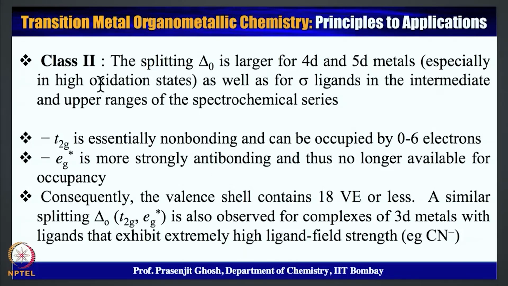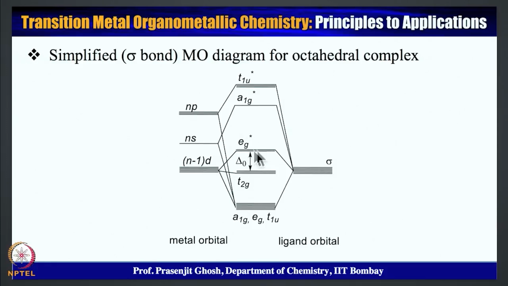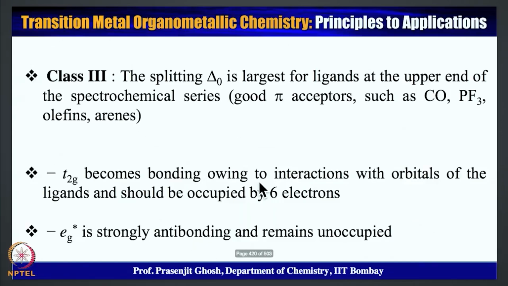Next comes class 2. Class 2 are for larger metals, mainly 4d and 5d transition metals, for which the T2g is essentially non-bonding and can have 0 to 6 electrons, whereas Eg star is strongly antibonding and does not get populated, and this can be seen over here. Eg star is now very high in energy. As a result, this mostly remains unpopulated, and as a consequence up to 18 electrons can fit in these type 2 complexes.